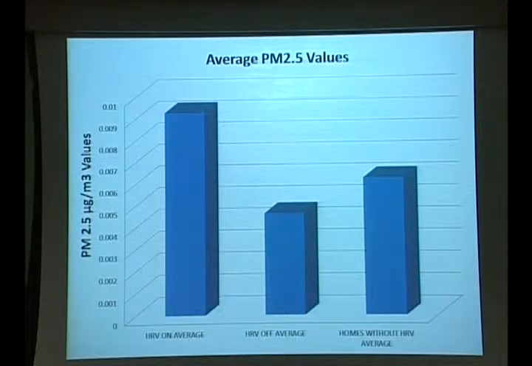This is another graph comparing the averages from the three. On the left is the heat recovery ventilator on average, in the middle is the heat recovery ventilator off average, and on the right is the homes with no heat recovery ventilator, and that's their average. As you can see, the homes with no heat recovery ventilator falls in between the heat recovery ventilator on and the heat recovery ventilator off.